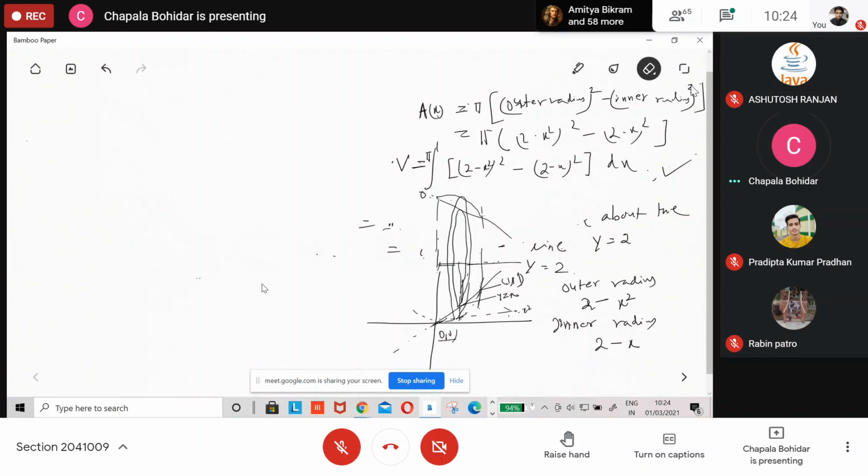Okay. Now here, same question, y is equal to x and y is equal to x square. It is rotated about the line x is equal to minus 1. Same question, rotate about the line x is equal to minus 1. First I am drawing the figure here.